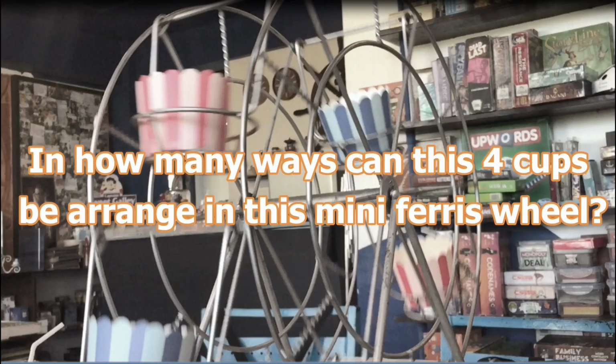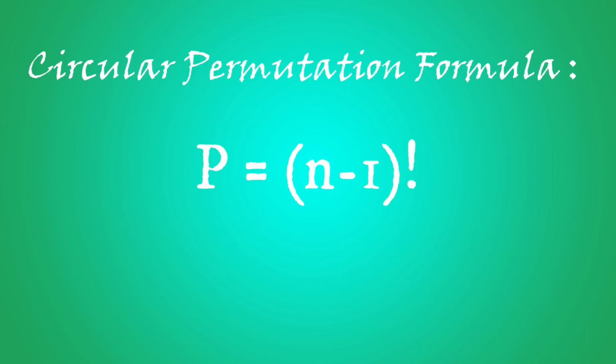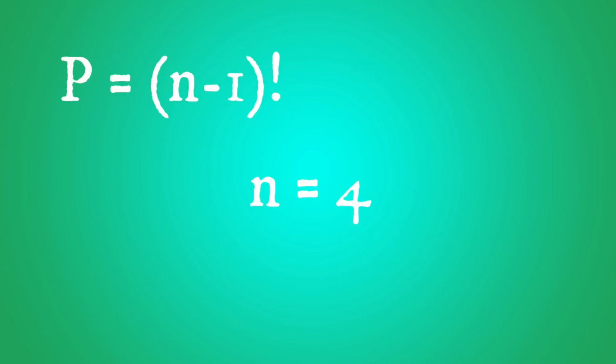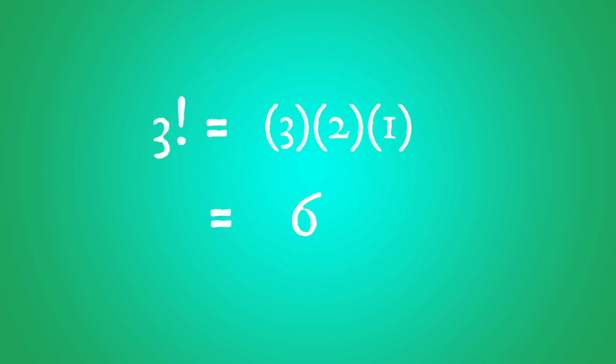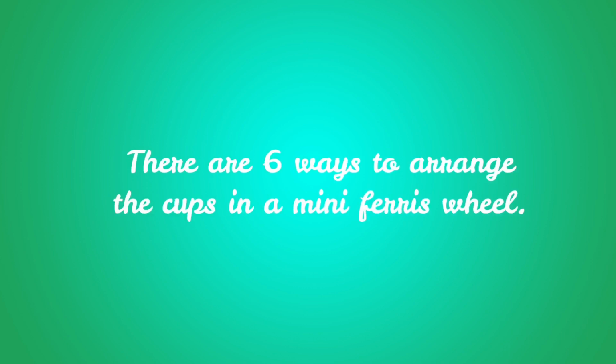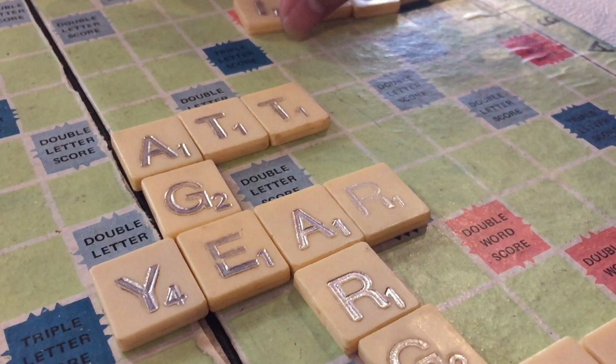Can these 4 cups be arranged in this mini Ferris wheel? So this problem is also a circular permutation, and we will be using the formula p is equal to n minus 1 factorial. Our n is equal to 4. We're going to substitute it to the formula, so p equals 4 minus 1 factorial, and it will become 3 factorial. We will expand the 3 factorial, and it will equate to 6. So it simply means that there are 6 ways to arrange the cups in a mini Ferris wheel.